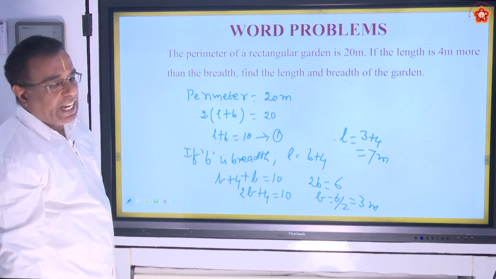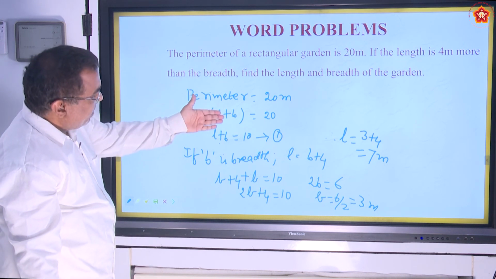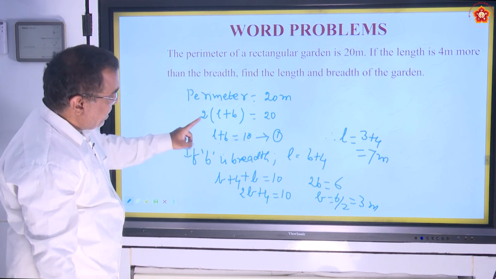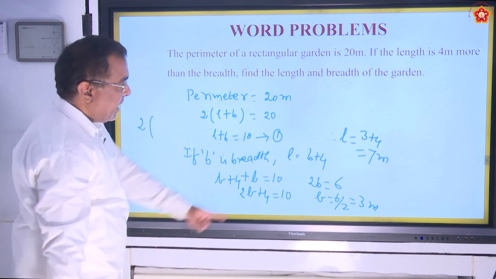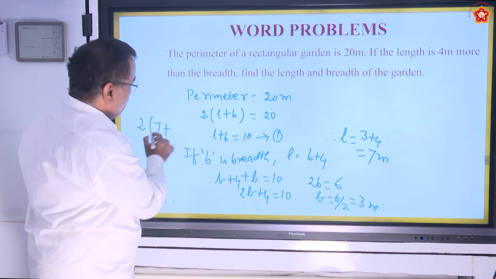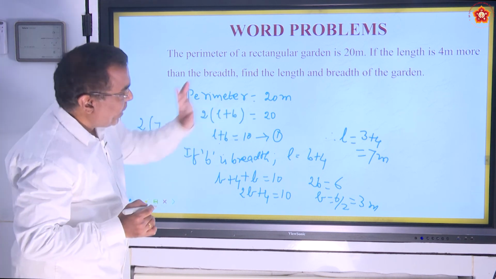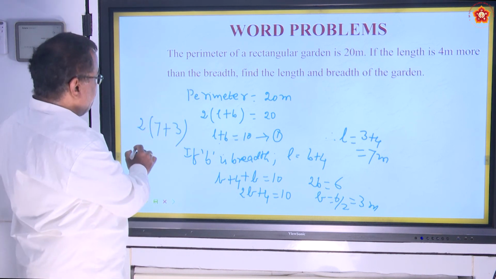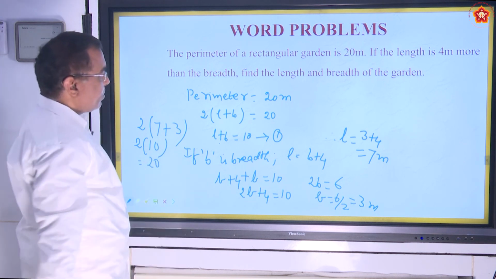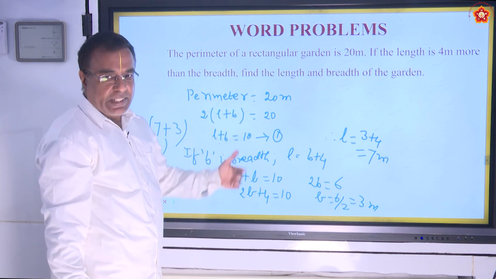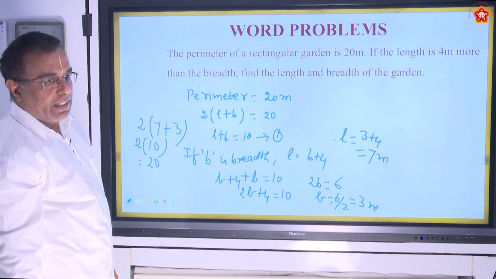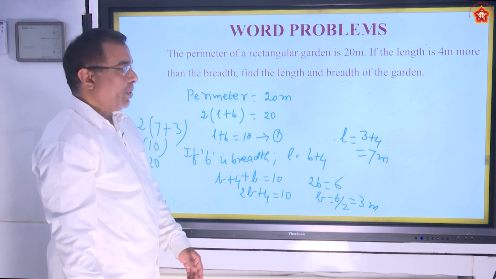We can cross check whether our answer is correct by just substituting in the equation that we have framed. Perimeter is 20 meters. So if I am substituting twice of L plus B, so twice of L value is 7 plus B, breadth value is 3. This value should be equal to 20 as per the given data. Let us see whether it is 20. So twice of 7 plus 3, 10, which is 20. So our LHS is the same as right hand side. Both are equal to 20. So our value is correct. This is how we cross check whether we have worked it properly or not.